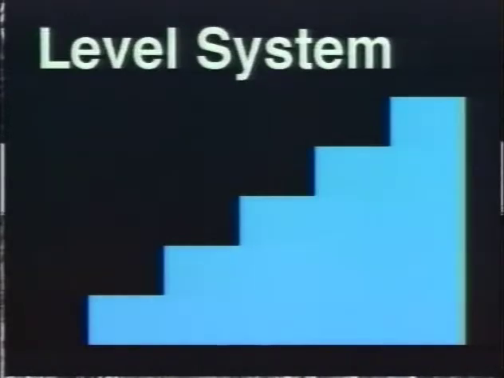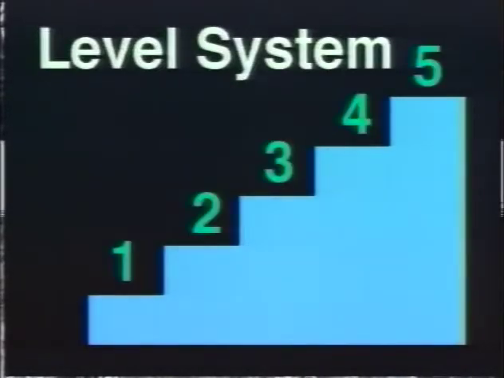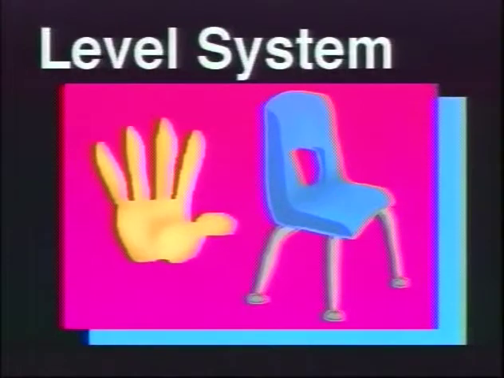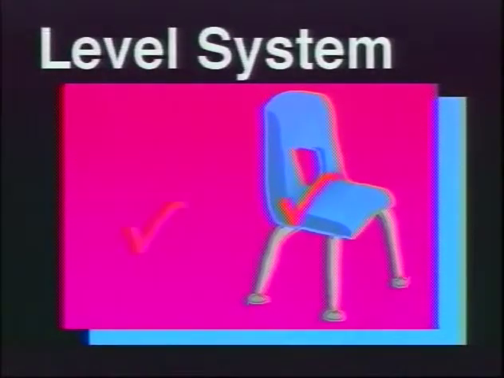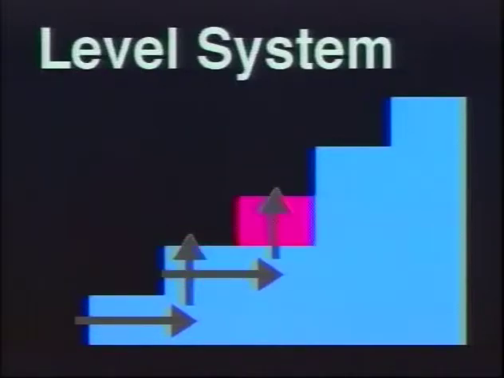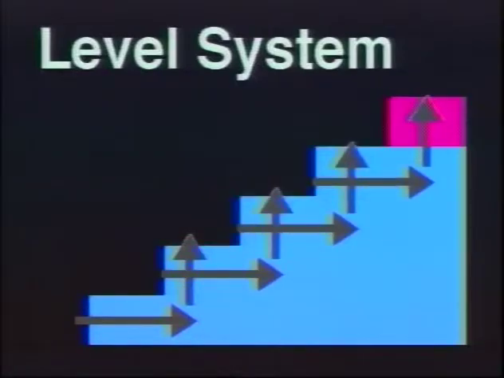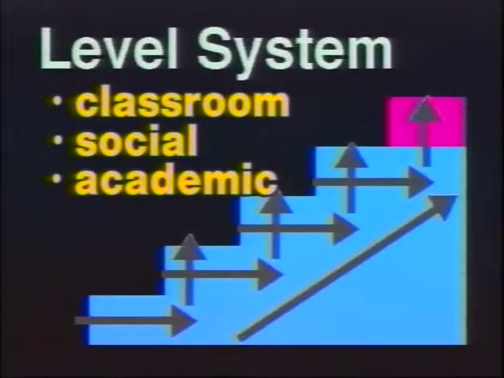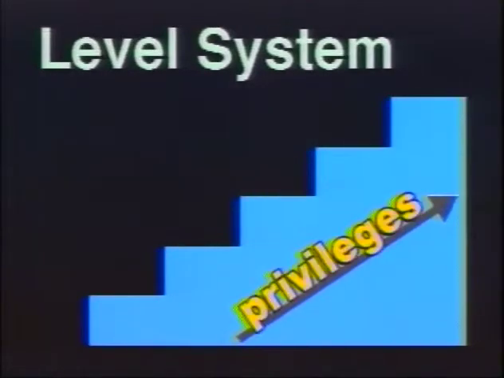A level system? Sure, a level system. A hierarchy of skills and behaviors that students are expected to master. Students begin with fundamental skills, such as keeping hands to self or staying in seat. When they master these skills, they move to the next levels, gradually improving their classroom, social, and academic behaviors.